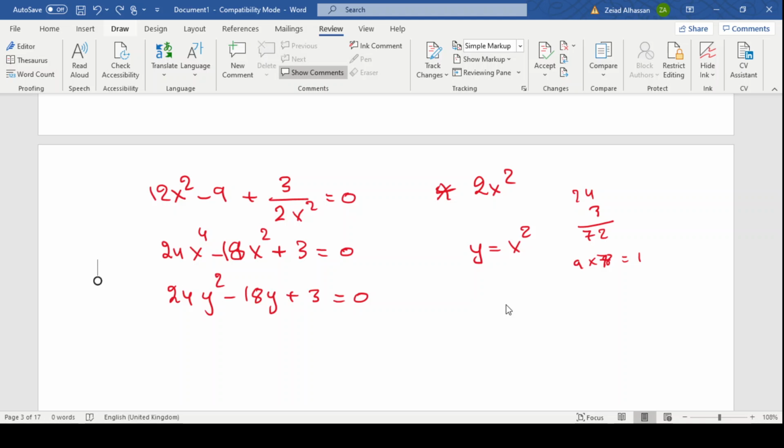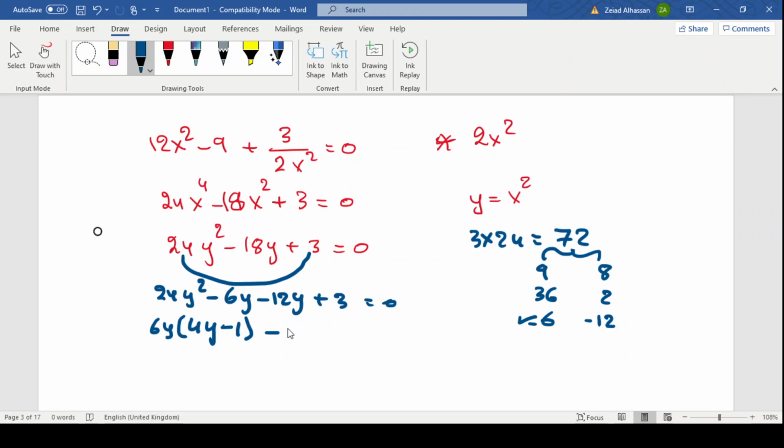So taking common factor 6y, what is left for y? Minus 1, and we take the negative sign as common factor, that's a negative 3. So that's 4y minus 1 equals 0. So either 6y minus 3 or 4y minus 1 equals 0. So we have the two y's. The first y is y equals half, and the second y equals 1 over 4. That is the y, people.